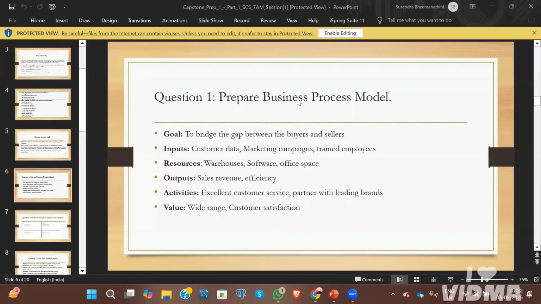And activities: excellent customer service, partnering with leading brands. So these are the activities that you are willing to do while you are doing this project. And coming to value: wide range and customer satisfaction. So at the end of this project, what will be the end value for the customer? He will be having a wide range of selections and customer satisfaction. Okay. Next one.